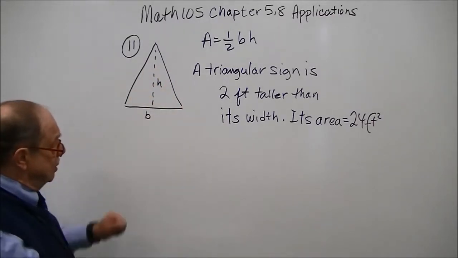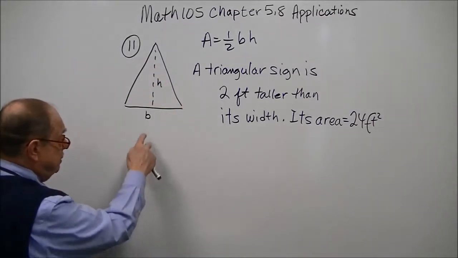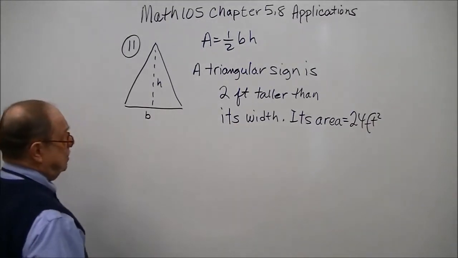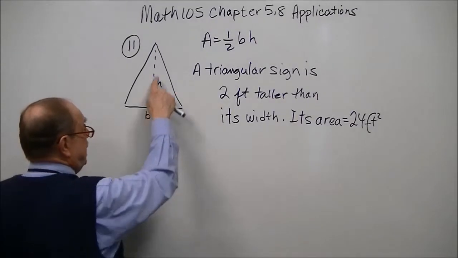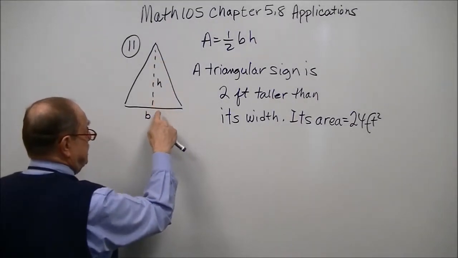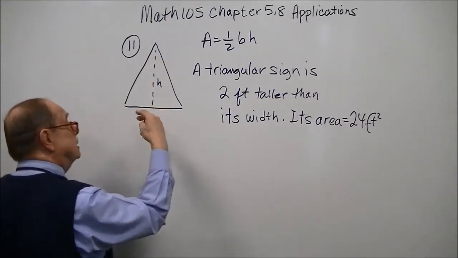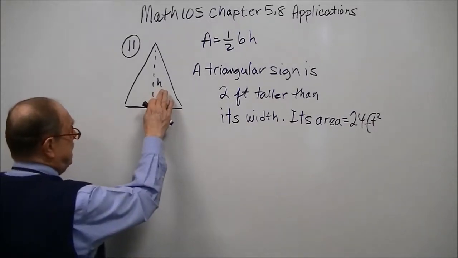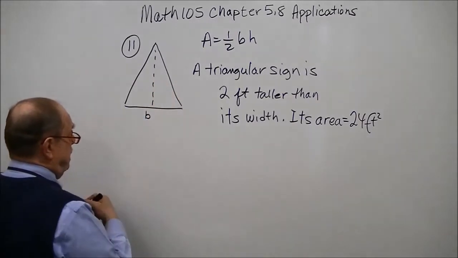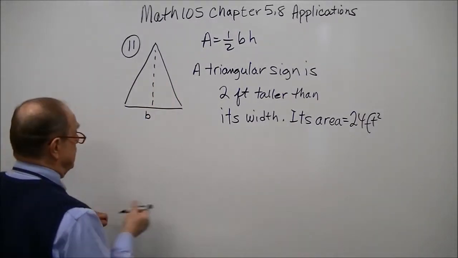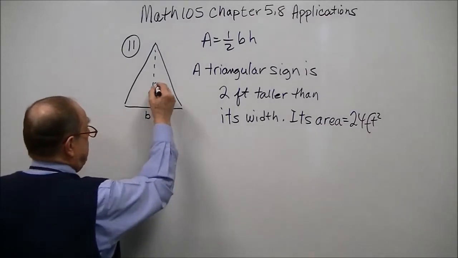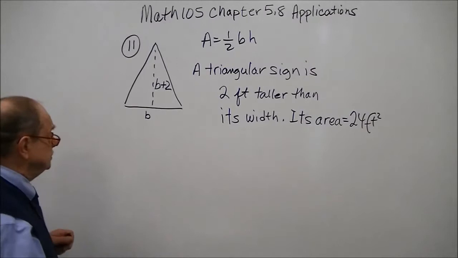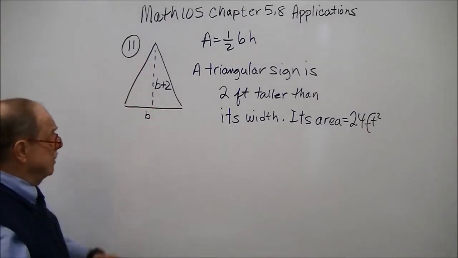So what do we know? Well, we don't know the base, which is the width. But we do know that the height is 2 feet more than the base. So we can take the h and substitute for it the base plus 2. So now we only have one variable.